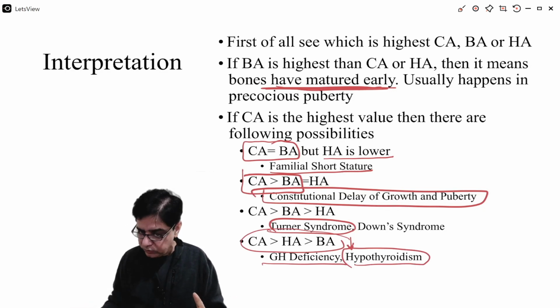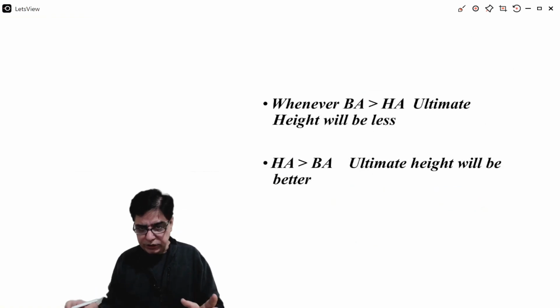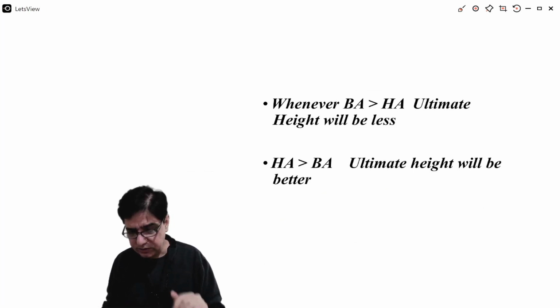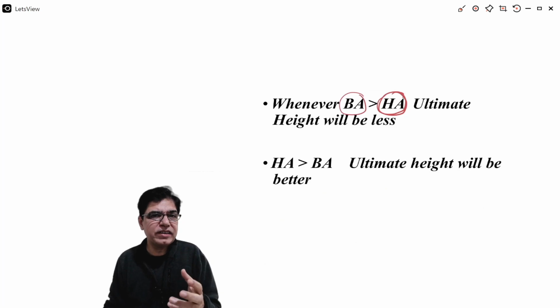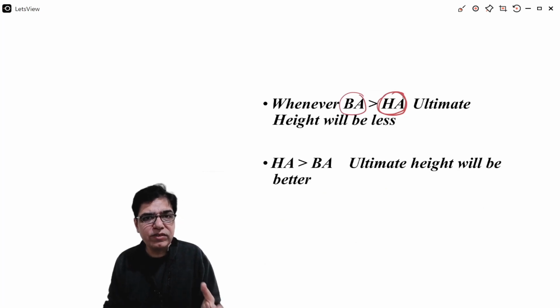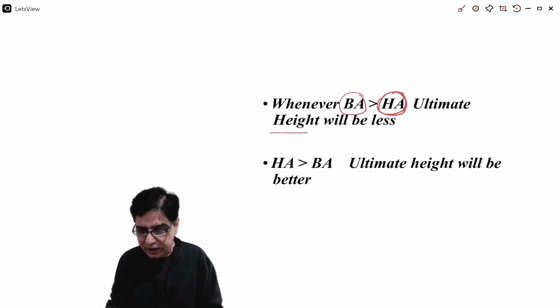One thing which is also very important is the prognostication, or the prognostic values, of the bone age and the height age. Remember, where the bone age is greater than the height age, the ultimate height will be less. Why? Because height is the lowest here. So there is very little potential because the bone age is more than that. When the bone age is more, there is less potential left in the bones to grow further. So the ultimate height would be less.